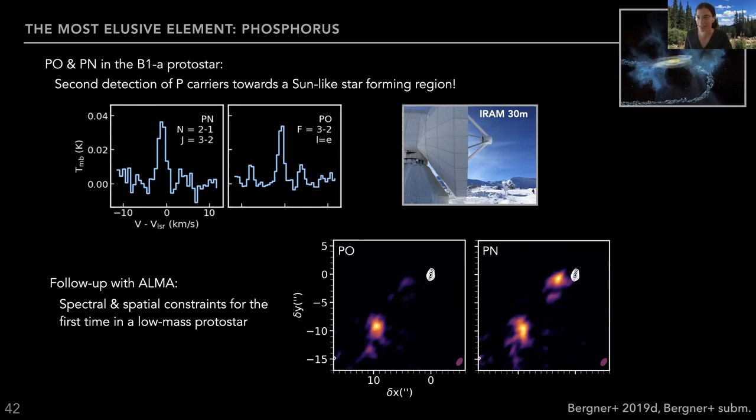But what's really exciting is that we recently got follow-up observations with ALMA. And so we now have both spectral and spatial constraints on the phosphorus molecule emission for the first time in a low-mass protostar. You can see here the white contours are the continuum, and the colors are showing the PO and PN emission. We have some really interesting differentiation between the PO and PN emission, but they're both localized to these 2 clumps that are offset from the continuum.